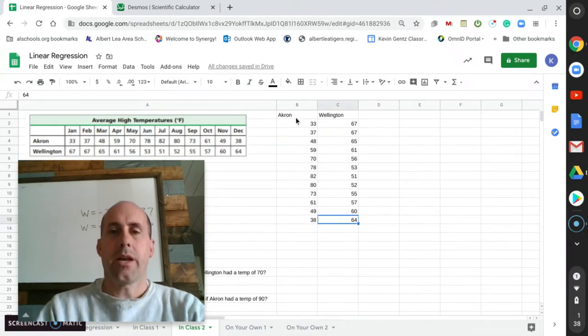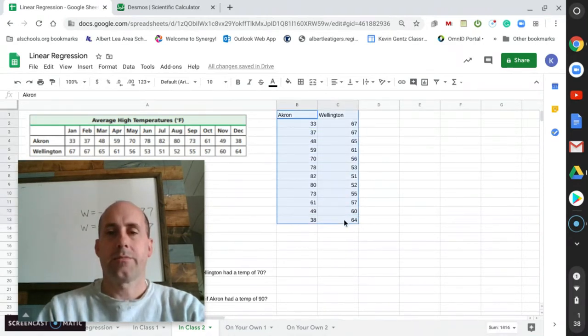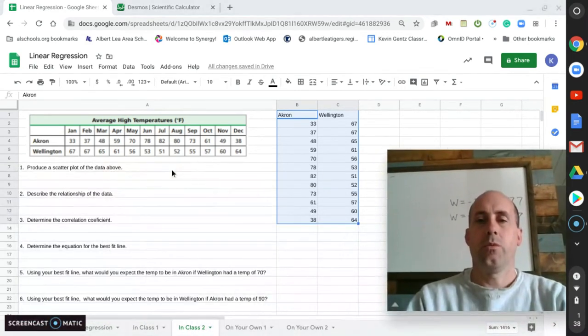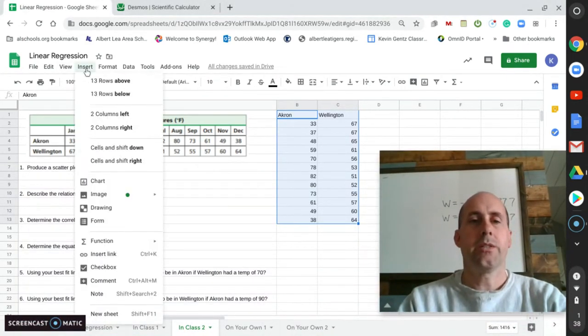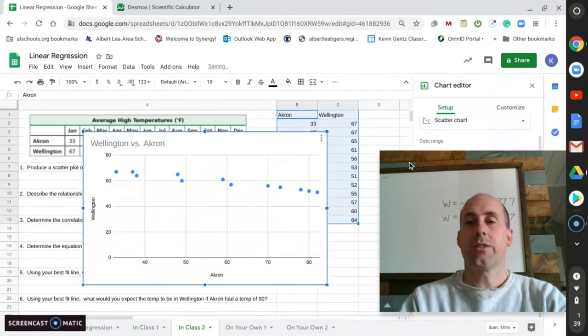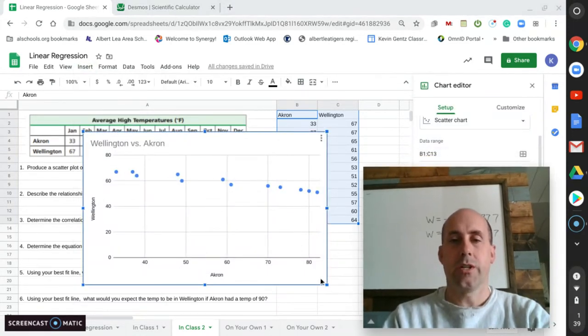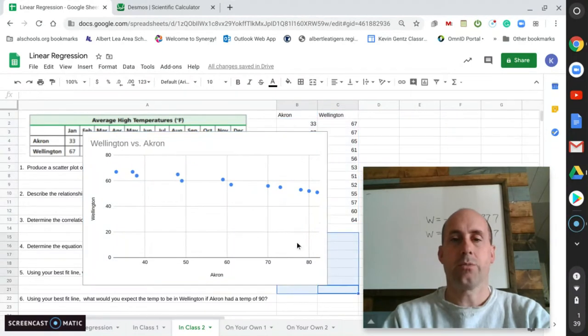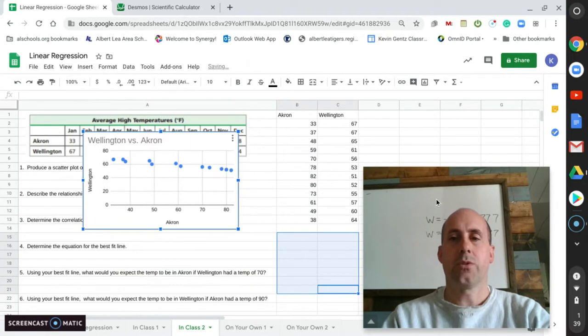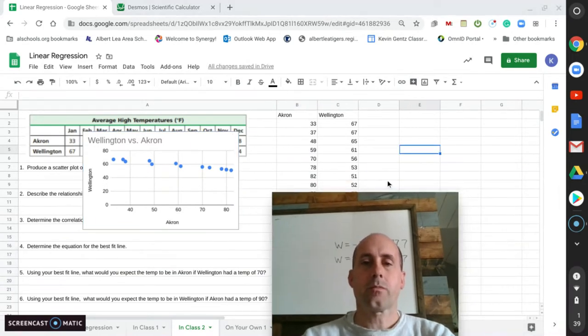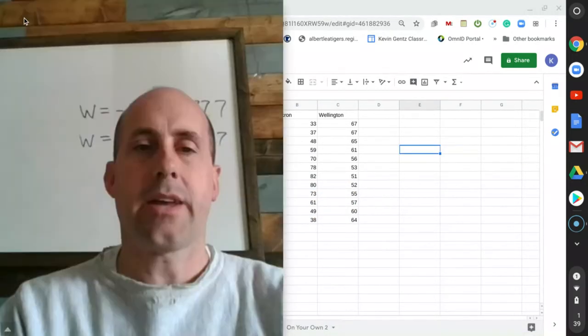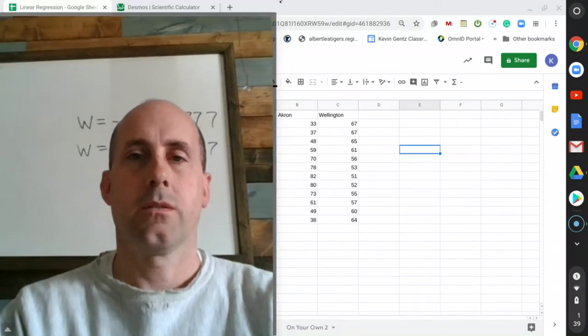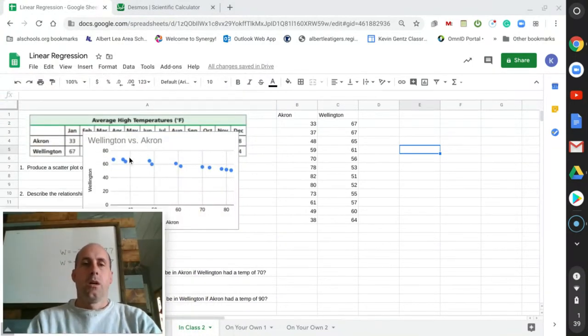So we are going to select that data. And I'm going to move this right on over here. We are going to insert a chart. And Google Sheets is going to do its best to choose the chart that it should. And it does produce a scatter plot, which is really nice. If it didn't, we would have to change that, and I'm going to show you how to do so. Okay, it's produced a scatter plot, which is great.